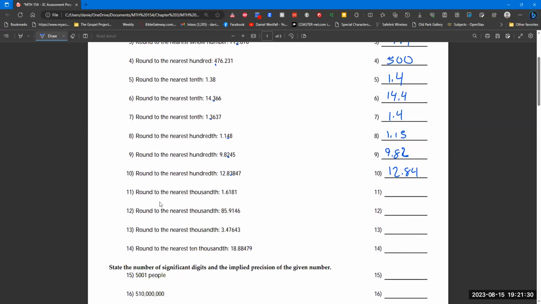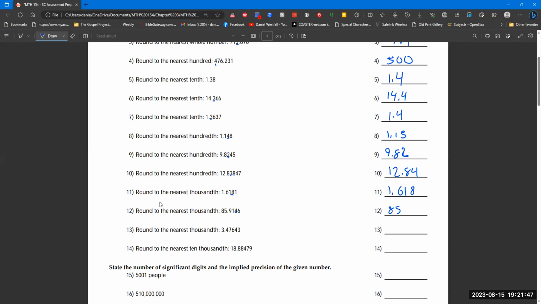Round to the nearest thousandth. So the 8 is in the thousandth spot now. That 1 is going to make me round down, so that's 1 618 thousandths. Round to the nearest thousandth again. So that 4 is in the thousandth spot there. The 6 is going to make me round up.